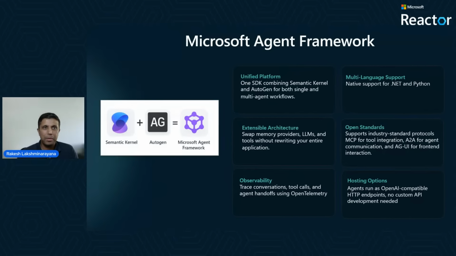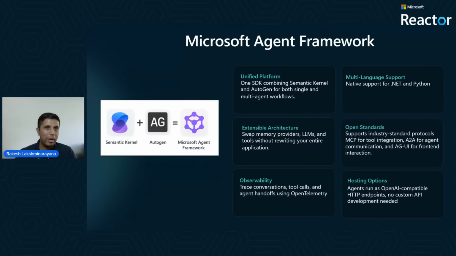Microsoft Agent Framework provides the building blocks and abstractions needed to handle this kind of complexity, so that you can focus more on building your application logic rather than the underlying plumbing. A few things are worth highlighting about the framework. It's an open source SDK, and it supports both .NET and Python. It's designed to be extensible, which means you can swap memory providers or models without rewriting a lot of code. It's more like a plugin architecture.